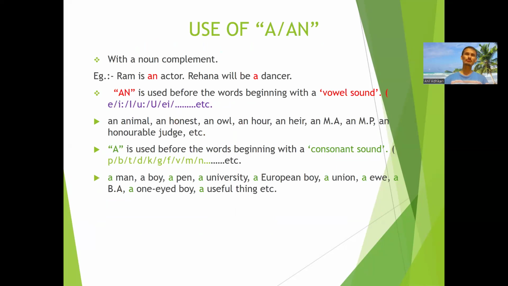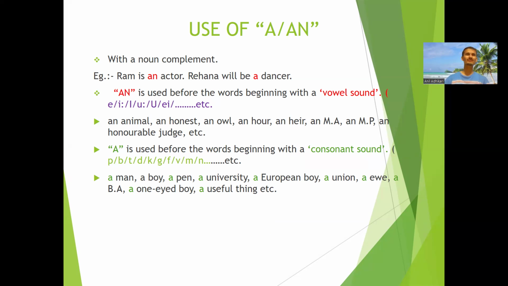First of all, let's talk about the use of a and an. Already mentioned, a and an mean only one. It denotes only one. Okay, now let's talk about a and an. A is used basically with singular, countable, and consonant sound. Similarly, an is used with singular, countable, and vowel sound.